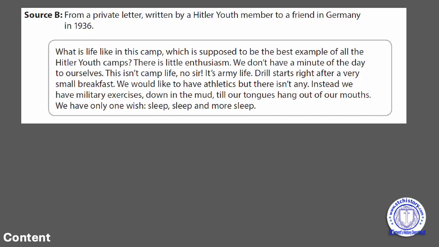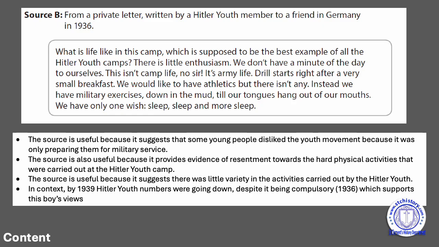Okay, so let us think about, first of all, working out the content. The reason why you get a tiny bit longer on this exam paper than the medicine one really is because you've got to do a bit of reading. So we've got our source B, we want to try and pick out some content, okay? I'm just going to put on the bottom there some of the most obvious things that should jump out at you. The source is useful because it suggests some people didn't like the Hitler Youth movement because it was only preparing them for military service. That should be obvious when you read that.